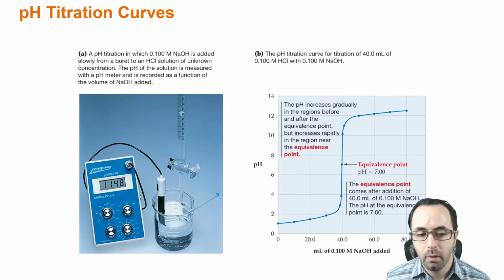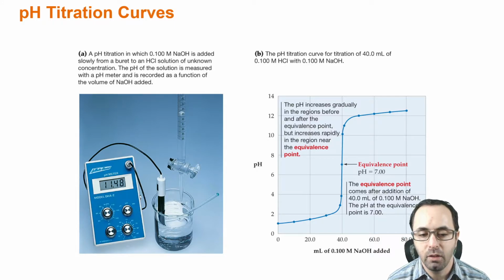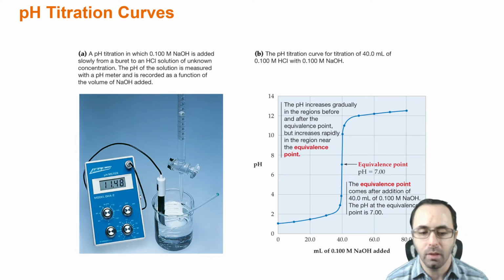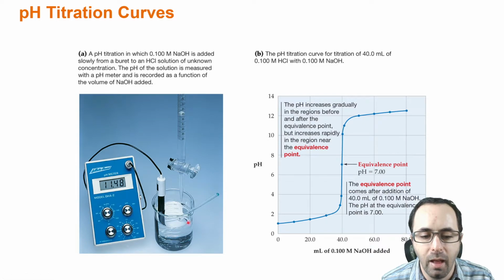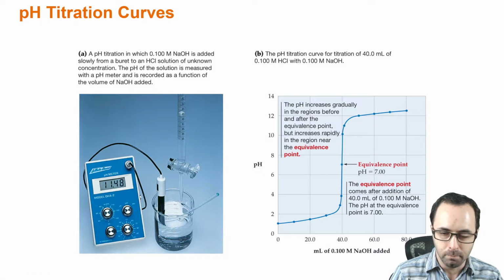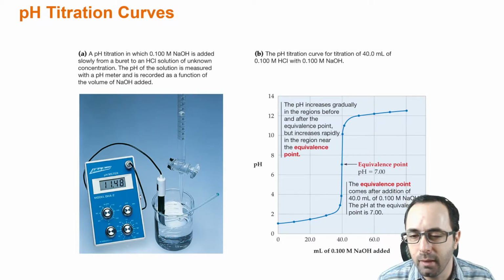So here's a setup for a pH titration. Same setup you guys had last week. So you had a pH meter held up by a clamp. And the burette here contains sodium hydroxide. The beaker here contains some HCl, and the pH is measured while NaOH is added. That's exactly what you guys did in the lab.